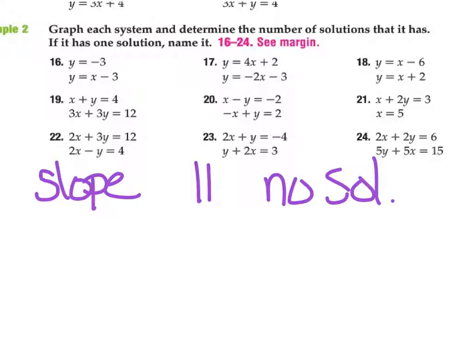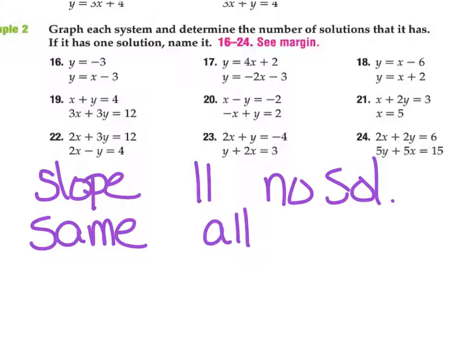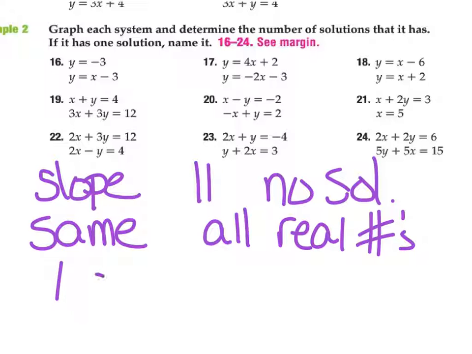If the equations end up being the same, that means you'll have all real numbers as the solutions. Now, if the slope is not the same, and they are not the same equation, there will be one solution. And then you have to figure out what that solution is. We'll take a couple of these, see if we can figure out some that would be each of those. We'll find one with the same slope, one that's the same equation, and one with one solution.